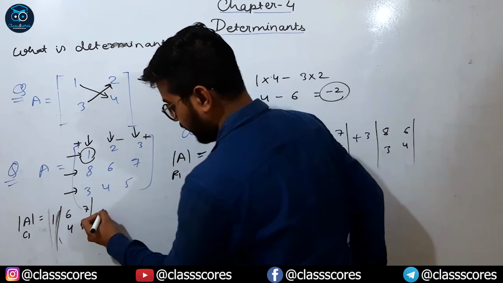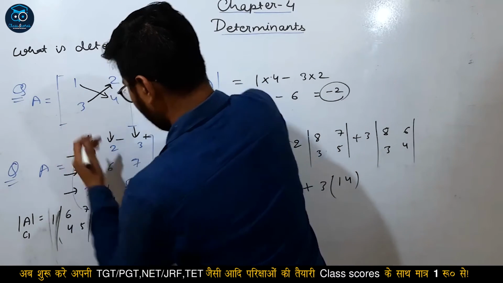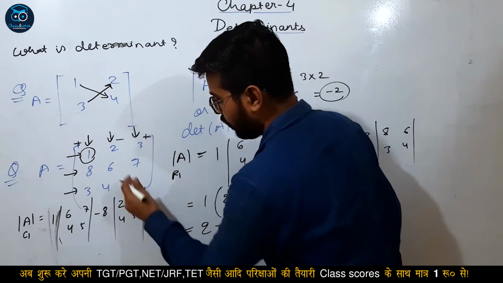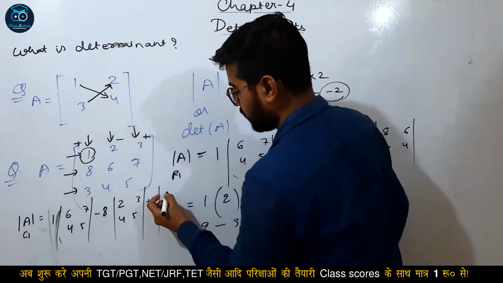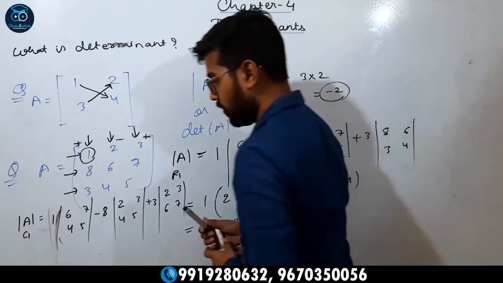Now the next element is 8, with alternate sign. Hide this and this. We get 2, 3, 4, 5. Now the last one is 3 and hide, we get 2, 3, 6, 7. If we simplify this, what do we get?